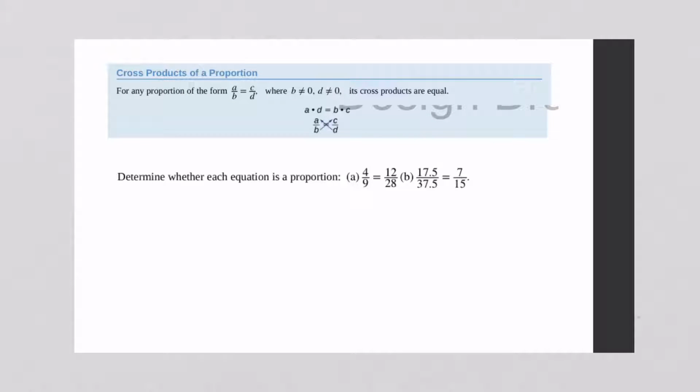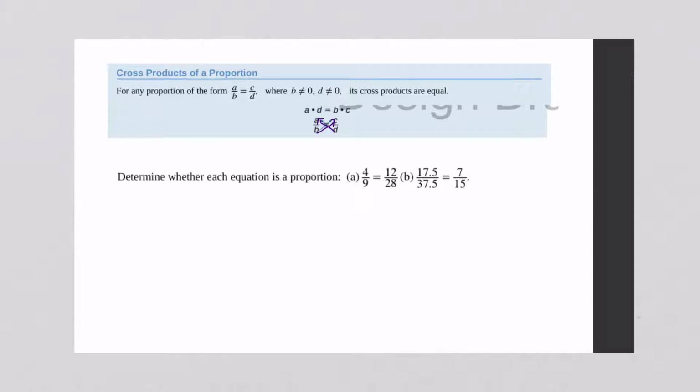Now, if you need to determine if something is a proportion, you look at the cross products. Cross products means you multiply the denominator of one times the numerator of the other, denominator of one times the numerator of the other, and you see if those products are equal. If they're equal, then it is a proportion. If they're not equal, it is not a proportion.